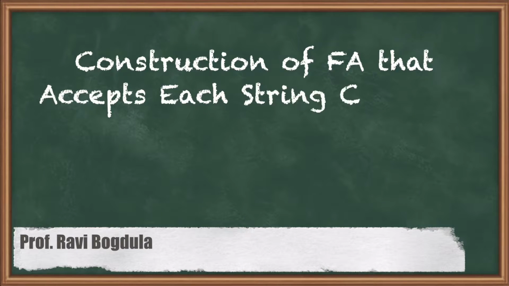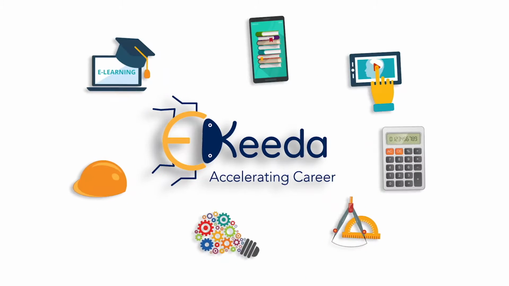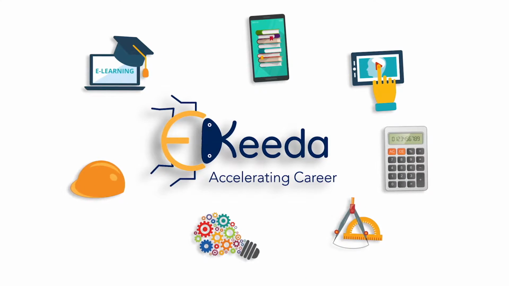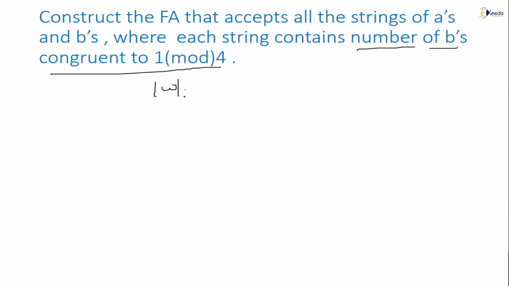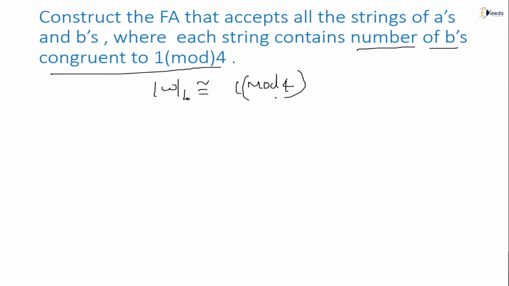Hello students, our next topic is construct the FA that accepts each string containing number of b's congruent to 1 modulo 4. Here, number of b's congruent to 1 modulo 4. What is the previous one? Number of b's is 2 modulo 4. Correct. Now the b's are congruent to 1 modulo 4.